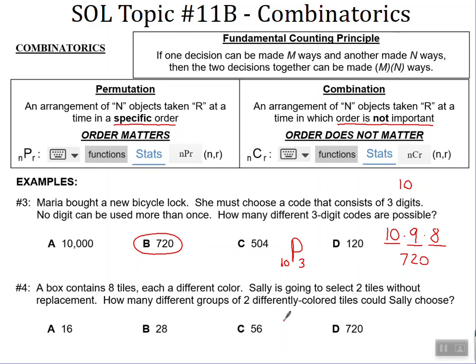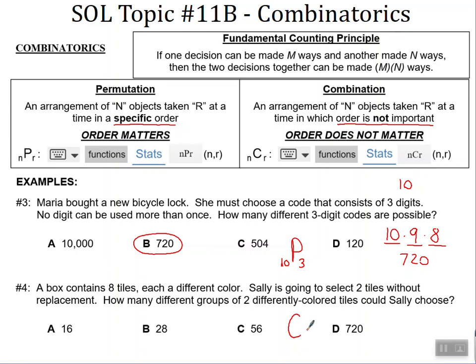If we're picking 2 colored tiles out of some random box, let's say one of them is blue, I pull that out, and then I pull out a red one. Would that be different than if I pulled the red one first and then the blue one? And the answer, of course, is no. The order does not matter. If I pull out a red and a blue, it didn't matter the order that I pulled them out. I have a group of red and blue tiles. So this is a combination because the order does not matter.